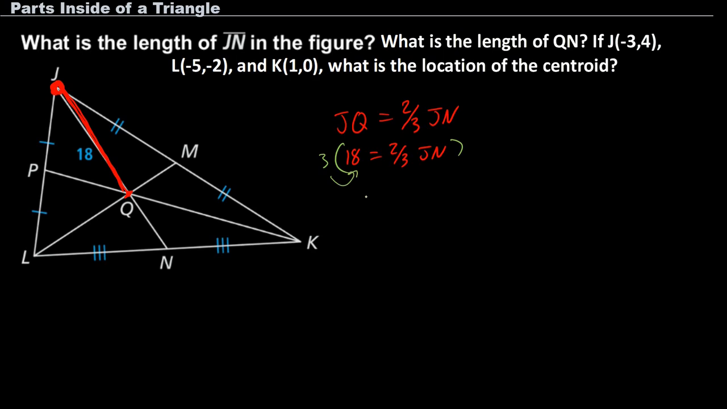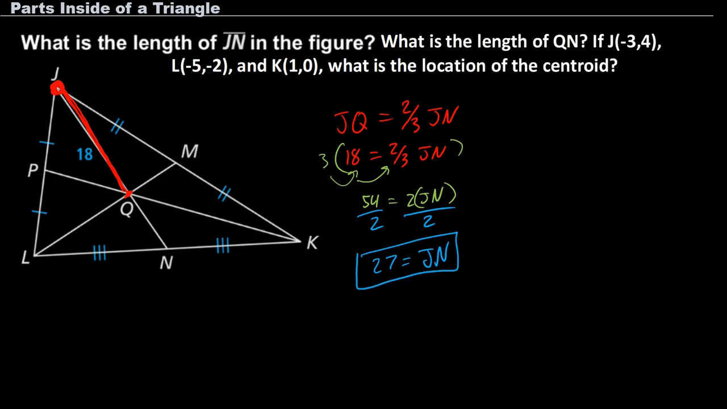And so 3 times 18 gives me 54. 3 times 2/3 gives me 2 Jn. And then from here, to get Jn by itself, put a parenthesis around it so we can read our handwriting. We will divide out the 2 that's with it, giving us 27 for Jn.